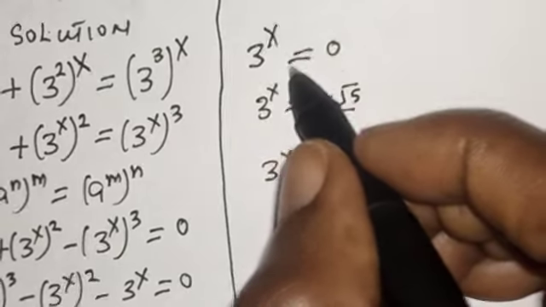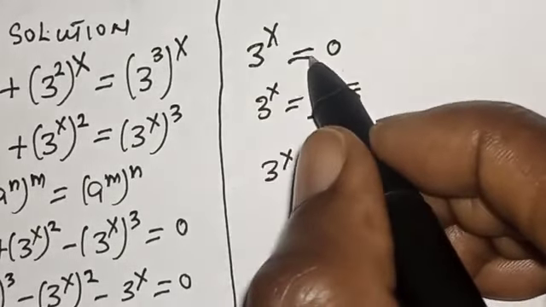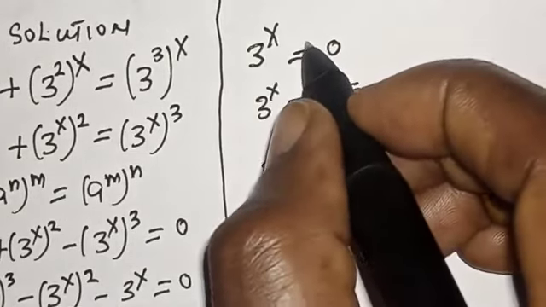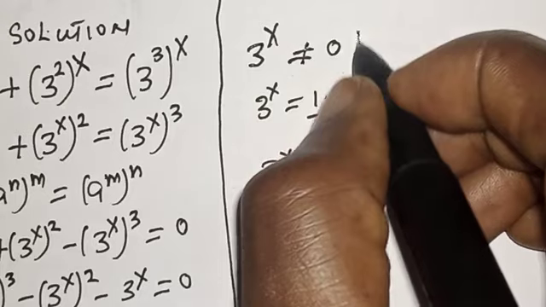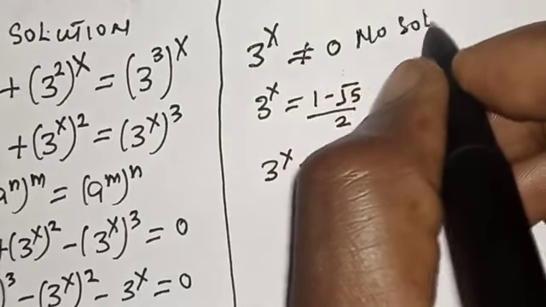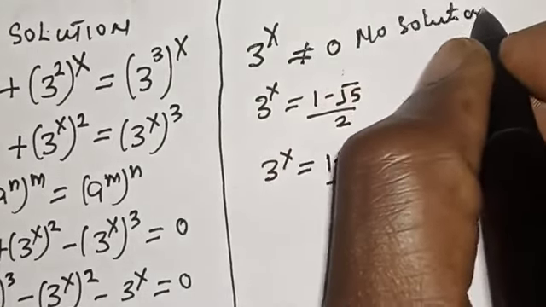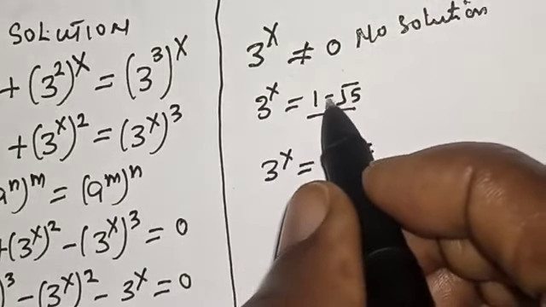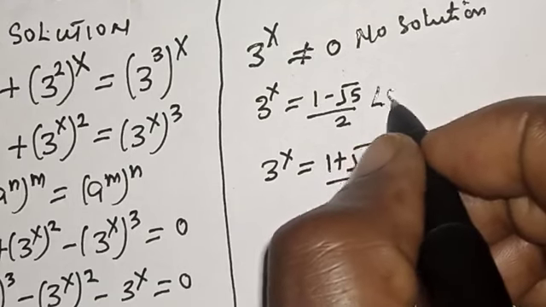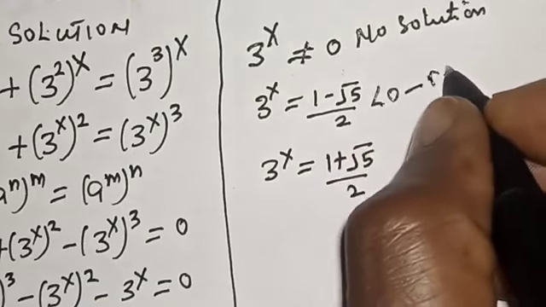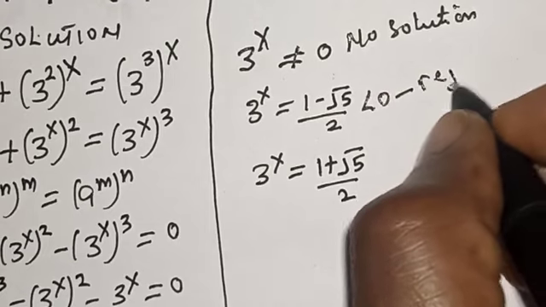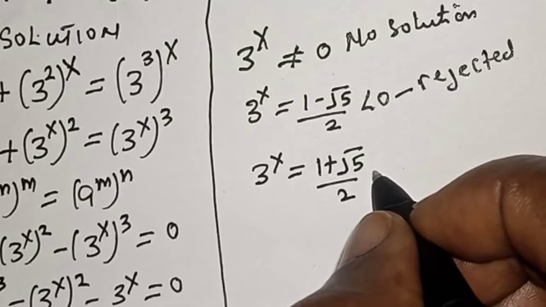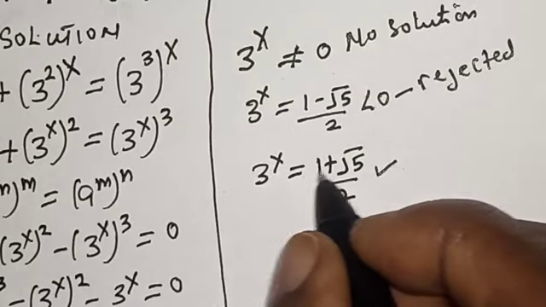Since we are asked to find the real value of s, from here 3 raised to power s is equal to 0, we know that 3 raised to power s cannot be equal to 0. So this one has no solution. Then also from here, 3 raised to power s is equal to 1 minus root 5 over 2. This is less than 0, and this is rejected. So the only real solution we have is 3 raised to power s is equal to 1 plus root 5 over 2.